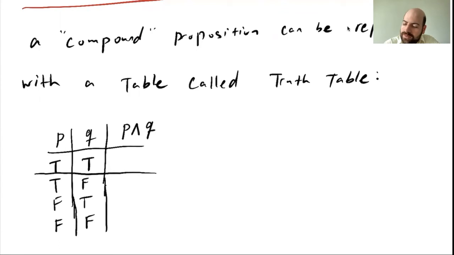Now, in each of these cases, we have to determine the truth value of the compound proposition, in this case P conjunction Q. We said that conjunction is like an "and". If I say sentence one and sentence two, when can I say the overall sentence is true? Only if both of them are true. Then P conjunction Q is true, and otherwise the truth value will be false.